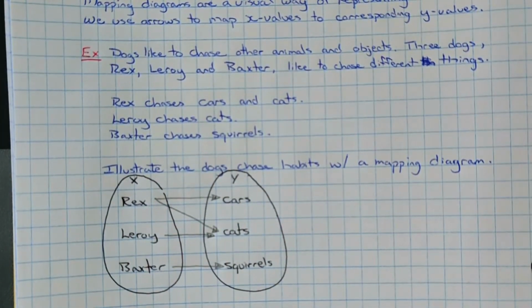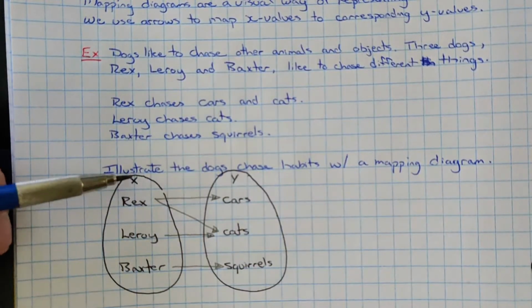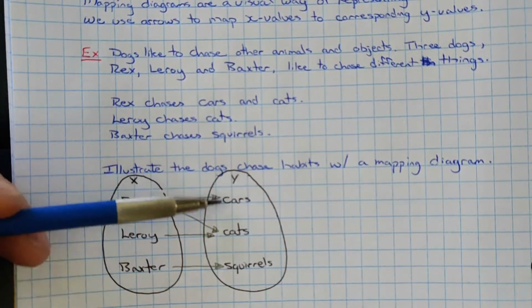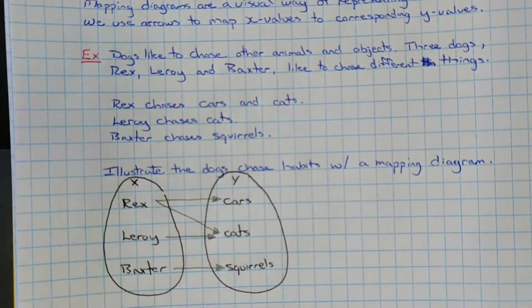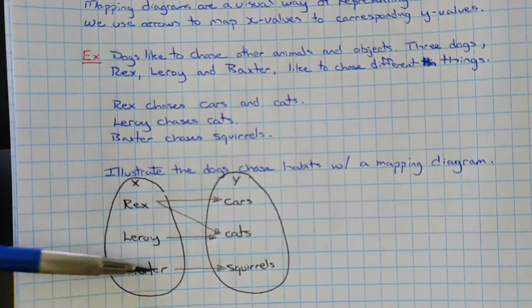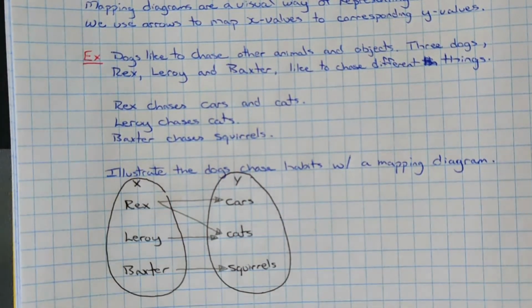That's what it is to do a mapping diagram. You take all the x values and then any y values that they will represent. So in this case, Rex has 2 lines, where Leroy has the 1 y value and Baxter has the 1 y value to represent. So that's a mapping diagram. It's just another way of looking at some of these relationships. We find they're sometimes useful when we're trying to visually see the relationship between a large set of data, and this kind of helps us out.